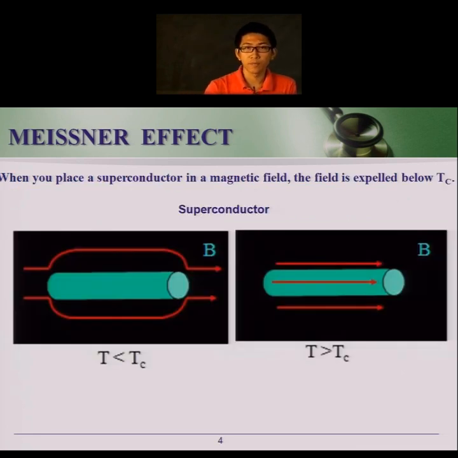There are two pictures showing what the Meissner effect is. When you place a superconductor in a magnetic field, the field will be expelled below the characteristic temperature of the superconductor. The left picture is when the temperature is lower than the characteristic temperature, so we see the superconductor in a magnetic field, with the field expelled below.